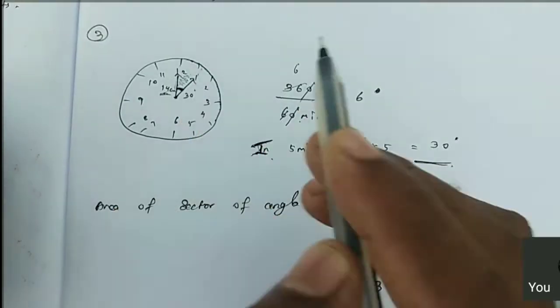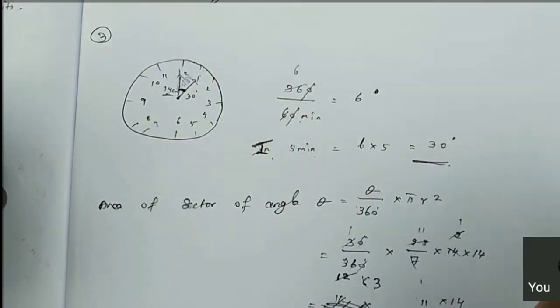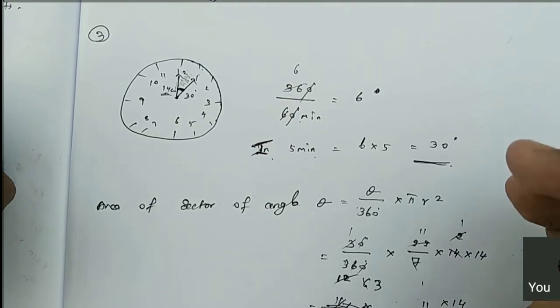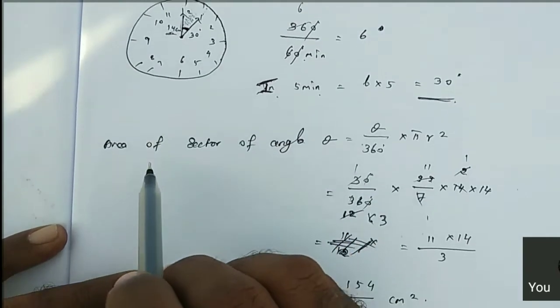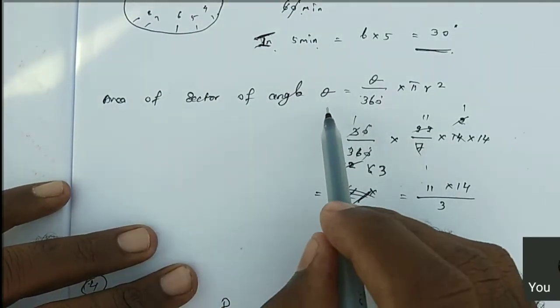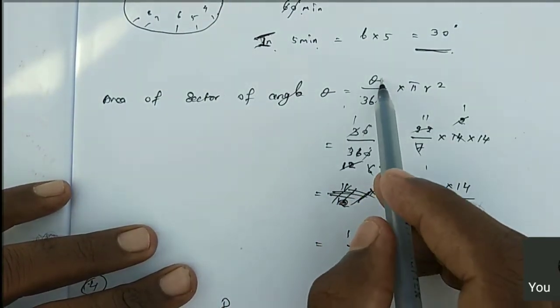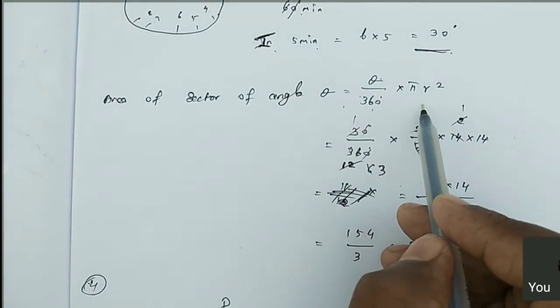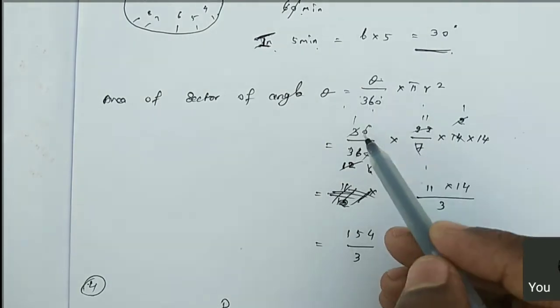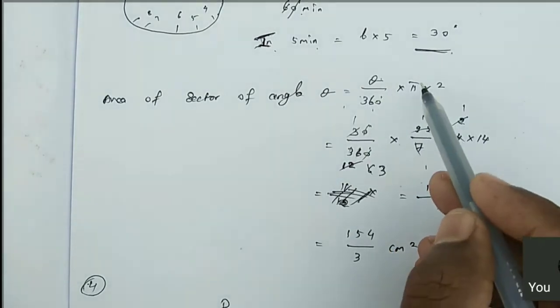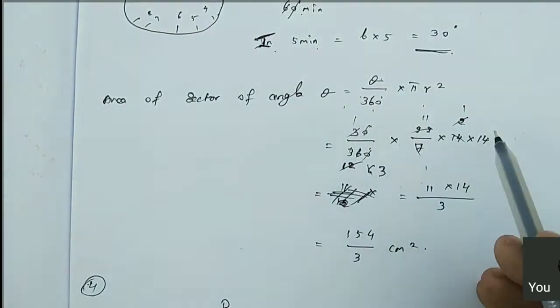So what is the theta here? 30 degrees. Clear? Are you clear? Any doubt? Very good. Now we can get theta as well as radius. So the area of a sector of an angle theta is equal to, we know that formula, theta by 360 into pi r squared. It is the area. Very good. So now theta is 30 by 360 into 22 by 7 into r squared, which is 14 into 14.